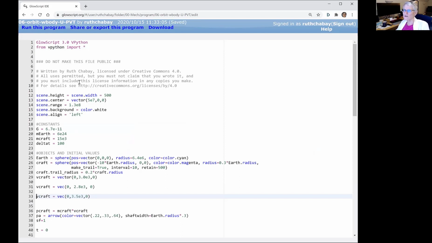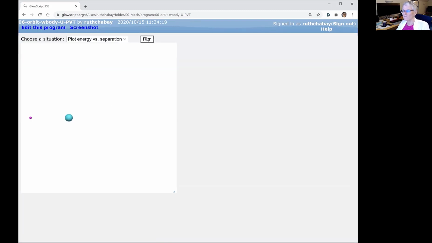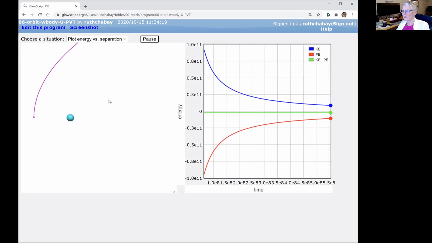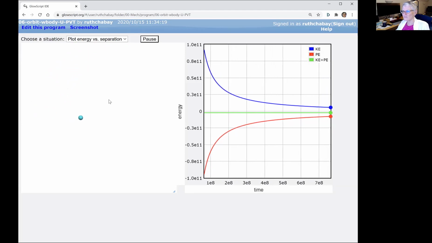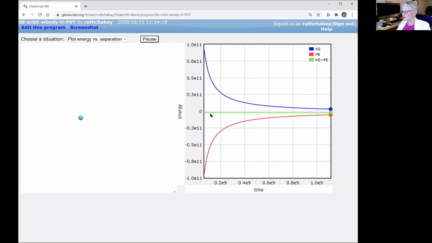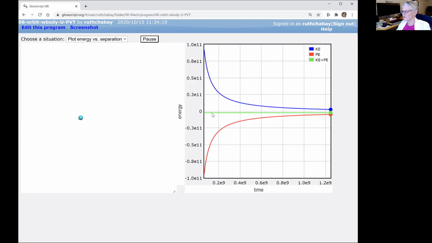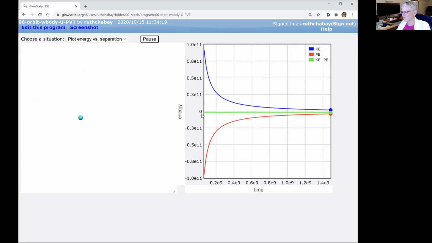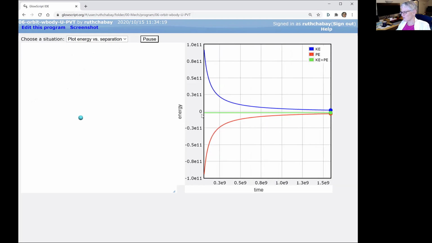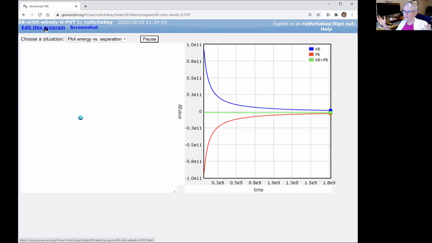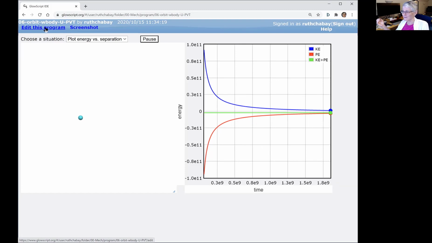So I'm just increasing the speed. I'm making it 3.5 times 10 to the third here. And now it looks like it's getting away, but what does the graph tell us? Is the graph telling us this comet is really going to escape? Yep, that's right. K plus U is still negative, so sometime it's going to come back. Now we might have to wait a very long time for this to happen.